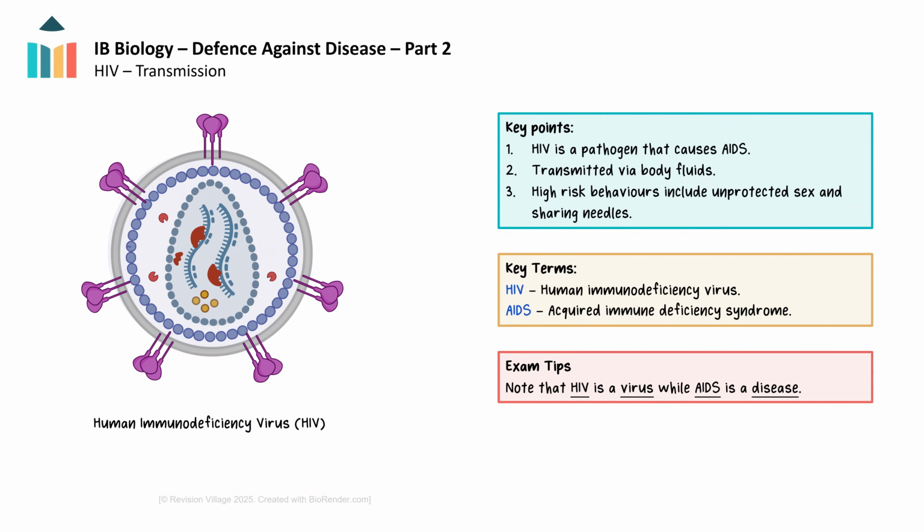Let's take a few minutes to discuss a specific example of an infectious agent, HIV. HIV, or human immunodeficiency virus, is a pathogen that causes AIDS. This virus is transmitted through bodily fluids, including blood, semen, vaginal fluids, and breast milk. Unprotected sex and sharing of needles increases the likelihood of transmission and are considered high-risk behaviors.